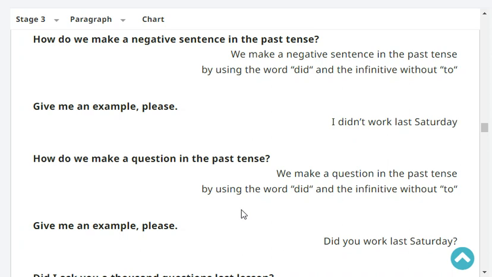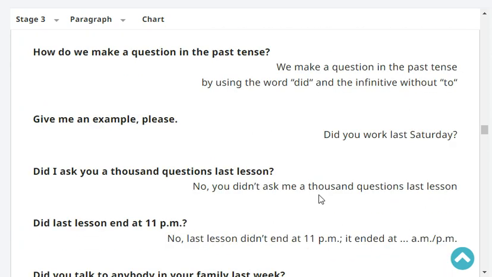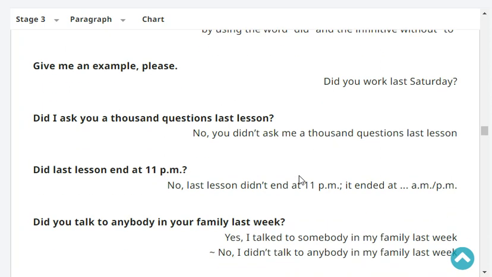We make a question in the past tense by using the word did and the infinitive without the to. Give me an example, please. Did you work last Saturday? Did I ask you 1,000 questions last lesson?